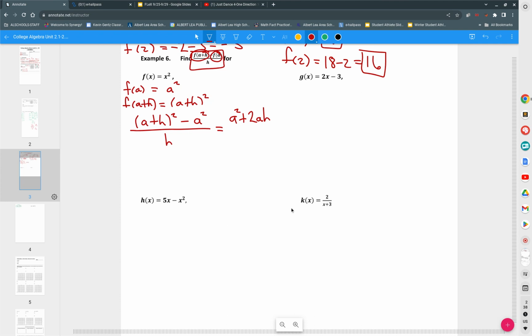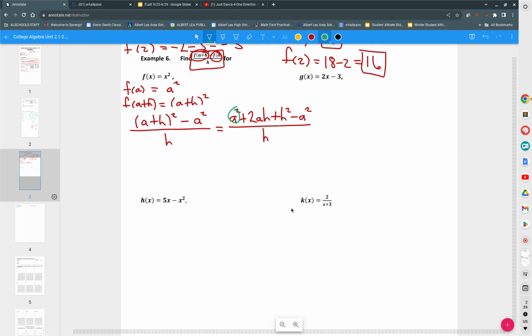A squared plus 2ah plus h squared minus a squared, all over h. So if we FOIL out the a plus h, we get a squared plus 2ah plus h squared. What do you notice happens in the numerator?